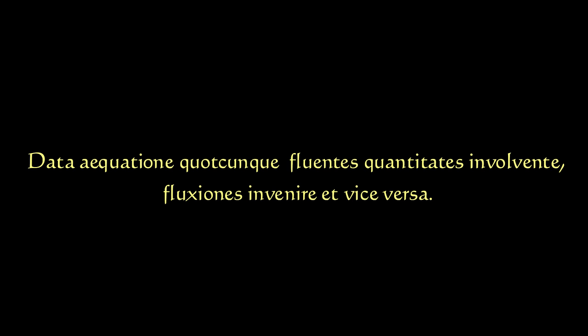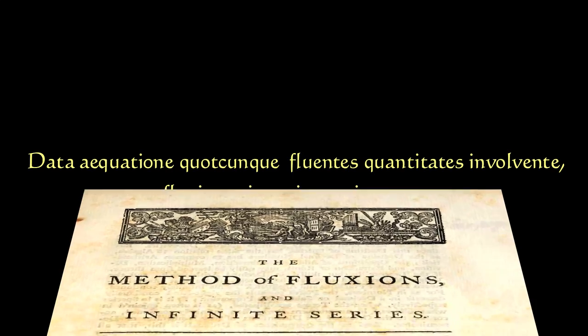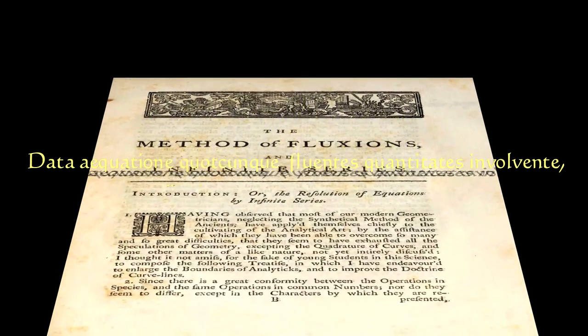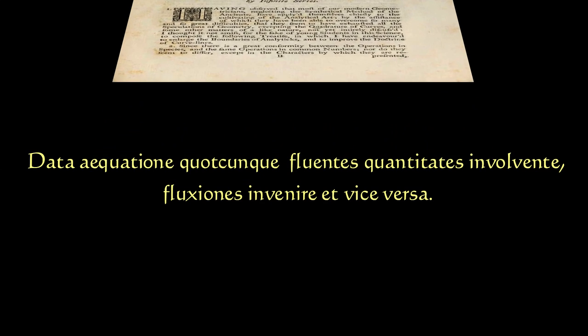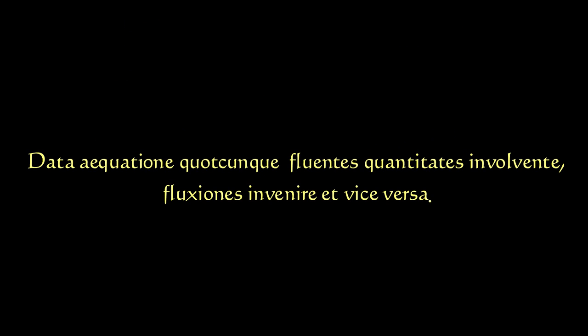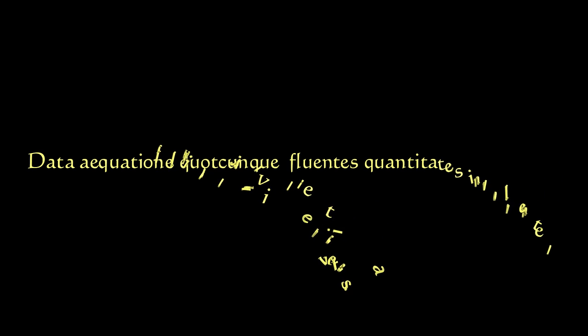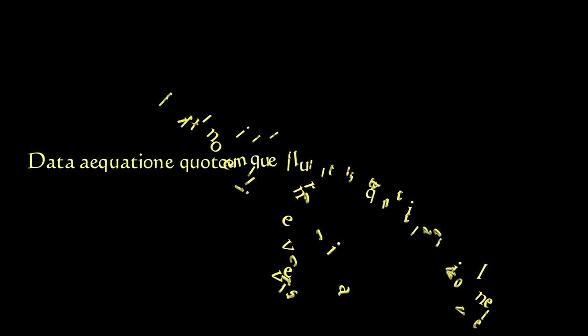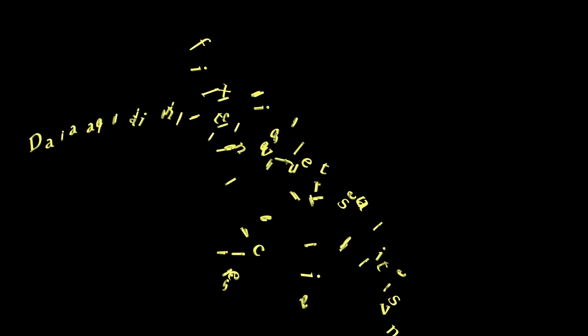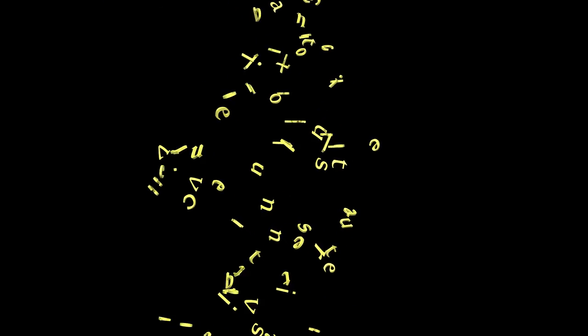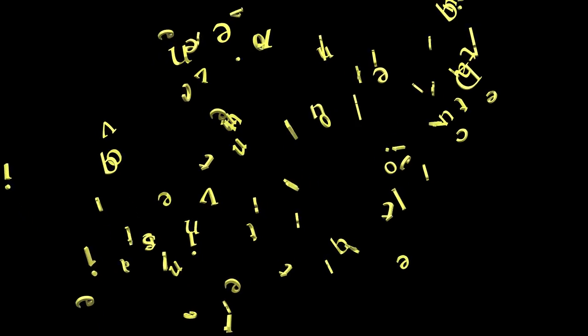Data equatione quodcunque, fluentes quantitates involvente, fluxiones invenire et vice versa. In English, given an equation in any number of variables, find its derivative and vice versa. This is the differential and integral calculus, a crystal ball that is incredibly effective for predicting the future.